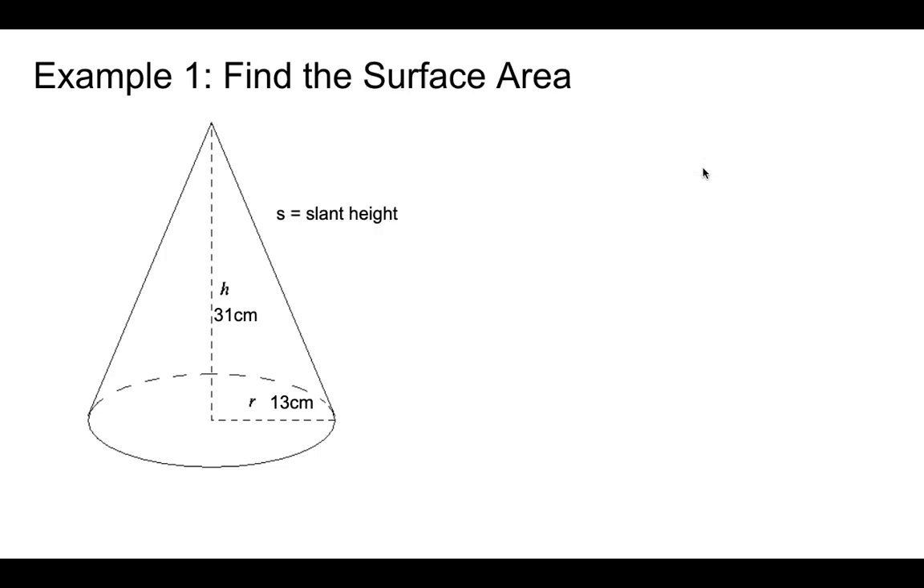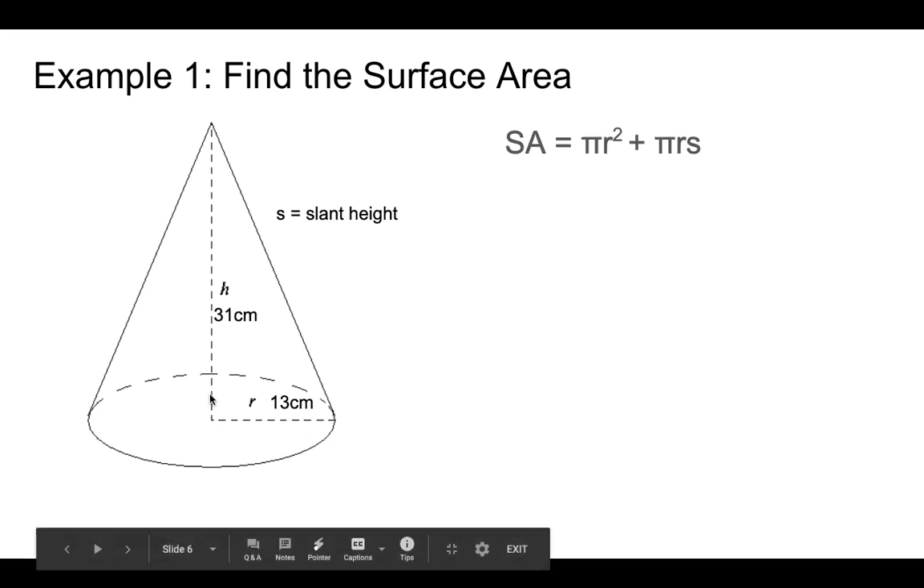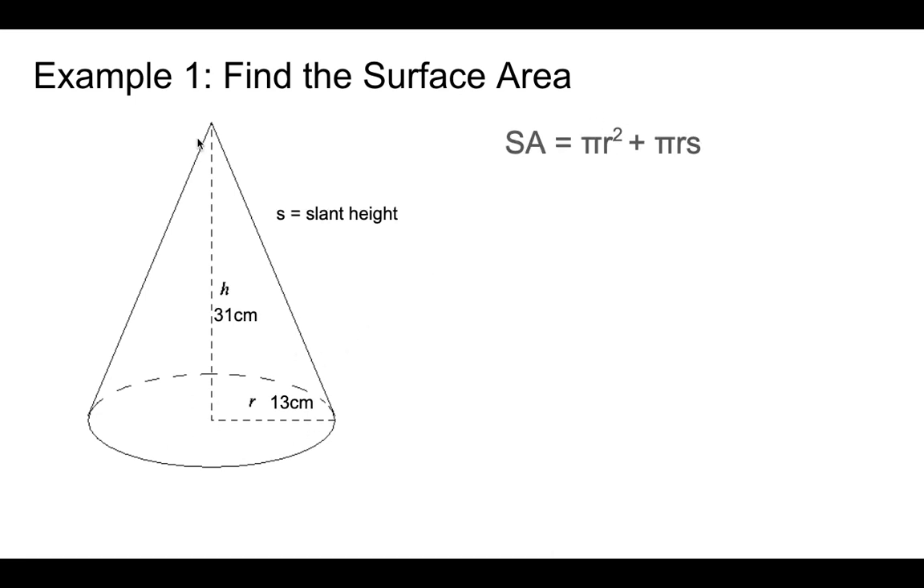Okay, let's take a look at the same cone, but let's find the surface area. For this one, we're going to need to find that slant height, because if you remember, that slant height was in our surface area equation. So this is our surface area equation. Pi r squared is the area of the base, and then pi r s is the area of this side, you can think of it as.